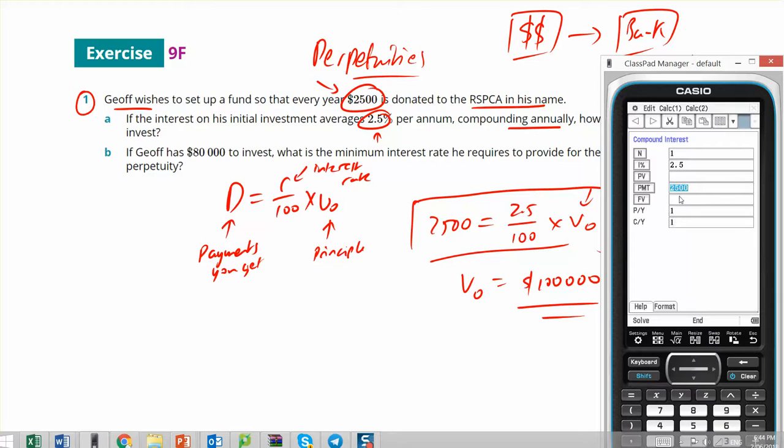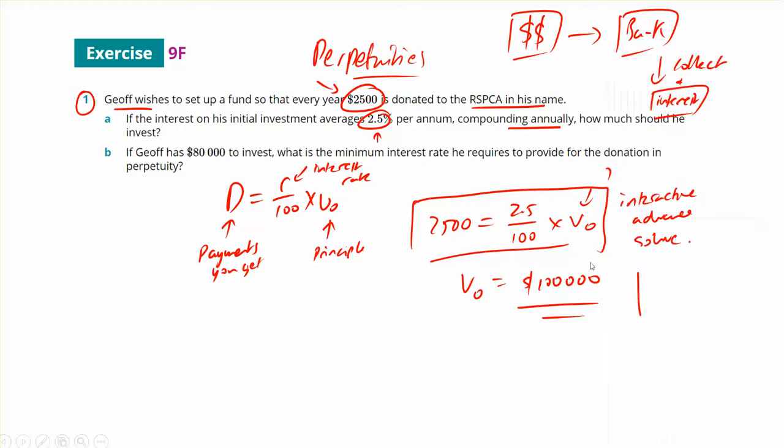Now, because we have two blanks, Financial Solver can't solve for you. So this is why we have to use the formula for now. Just be aware that if you're ever trying to find the principal value for a perpetuity, you cannot use Financial Solver for it. So that's part A done.